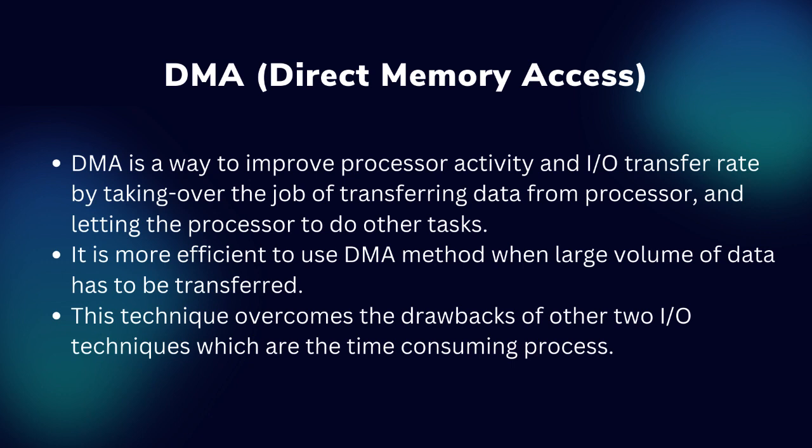DMA is a way to improve processor activity and input output transfer rate by taking over the job of transferring data from the processor and letting the processor do other tasks. It is more efficient to use the DMA method when a large volume of data has to be transferred. This technique overcomes the drawbacks of the two input output techniques, which are time consuming processes.